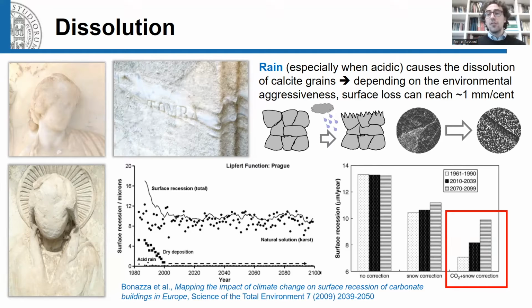Still, predictions for the future linked to climate change foresee an increase in dissolution of carbonate stones as a result of the predicted increase in CO2 concentrations and predicted increase in rain events instead of snow events following the predicted increase in temperatures.